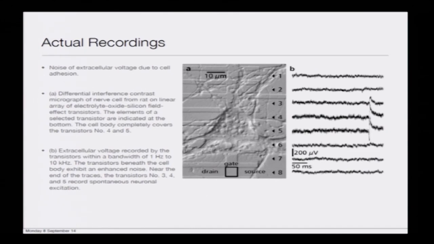So the noise on the extracellular voltage due to the cell detection, and this is very important, the extracellular voltage recorded by the transistor within a bandwidth of 1 hertz to 10 kilohertz. The transistor beneath the cell body exhibits enhanced noise near the end of the traces. Transistors number 3, 4 and 5 recorded spontaneous neuronal excitation. In 3, 4, 5, there is a spontaneous neuronal activation, which is very tough to pick up.